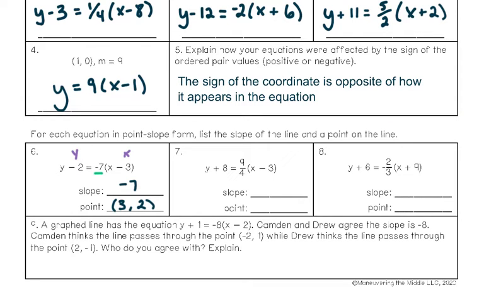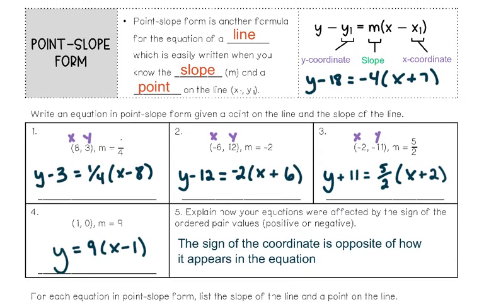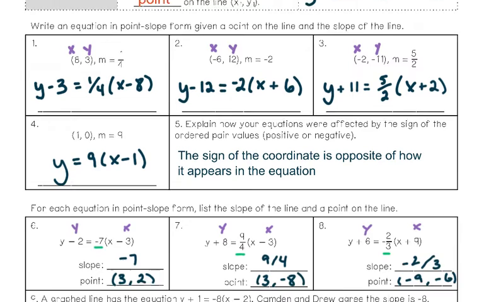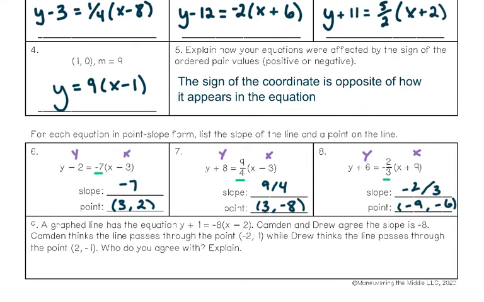you're ready to check. All right, you should have got 9/4 as the slope, and then 3, -8 as the point in number 7. And then the slope is -2/3. The slope doesn't change signs, that's fine, but you want to pay attention to the signs for the point. The point would be -9 and -6 because that's the opposite sign. And in the equation of a line in point slope form, you do see those minuses or opposites in the equation.